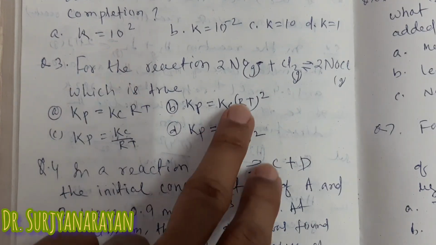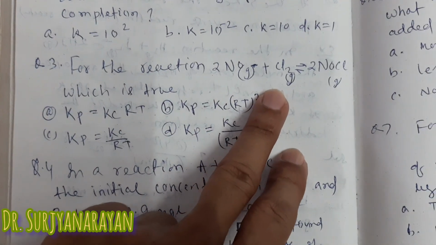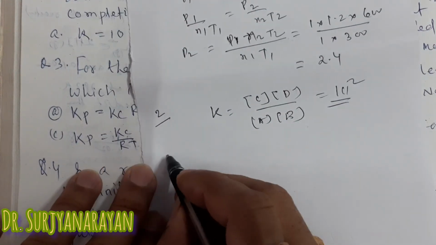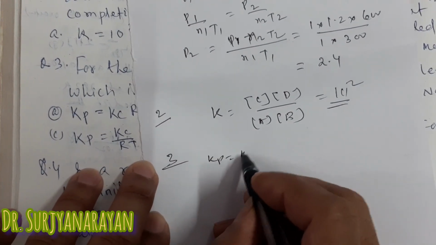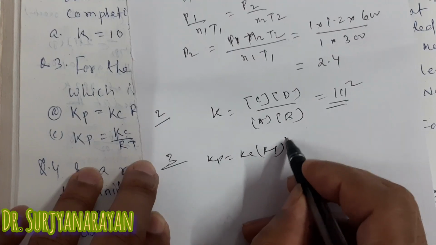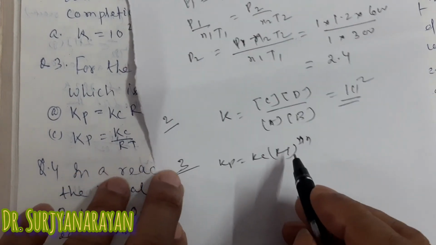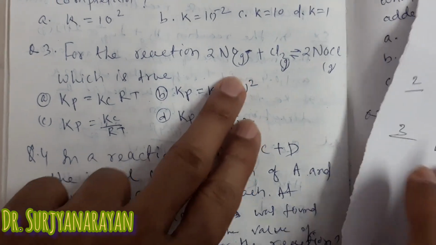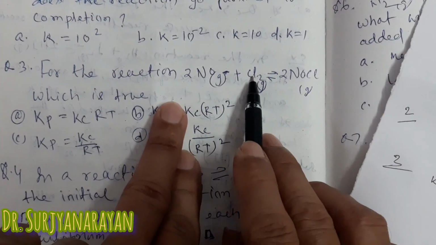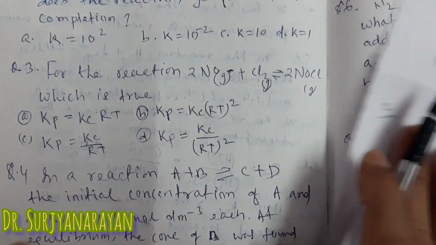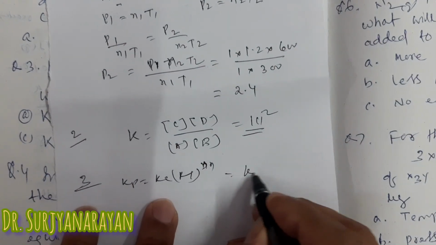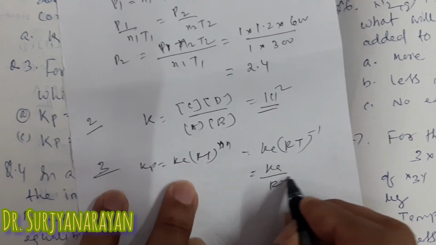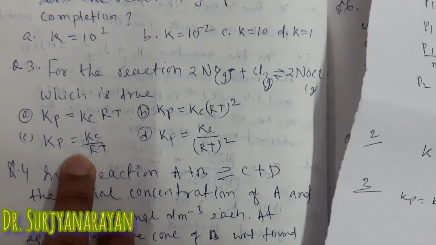Next, for the reaction 2NO plus Cl2 giving 2NOCl, which is true? You see the relation Kp is equal to Kc (RT) to the power delta n. Delta n means the difference between the number of moles of products and reactants. So you see this side 2 and this side is 3. So 2 minus 3 is minus 1. So you will get Kc (RT) to the power minus 1. That means Kc by RT. So choice C is the correct answer.